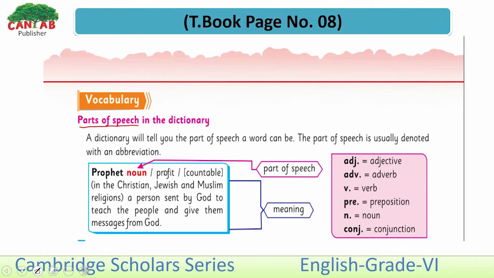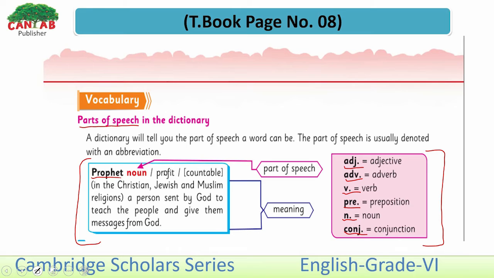Like here, in this section, all the parts of speech are written in abbreviation form, in a short form. I hope you have learned all the parts of speech in your previous class. If we open the dictionary, all the words will be given with the reference of parts of speech, whether this word is a noun, adverb, preposition or verb. If we look at this section here, an example of noun is given. Yes, prophet. Prophet is an example of noun.